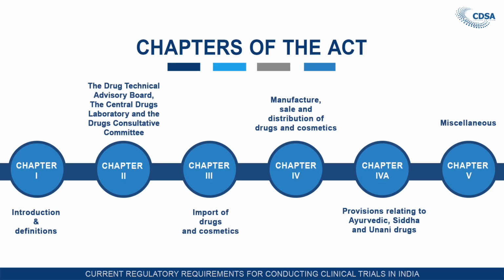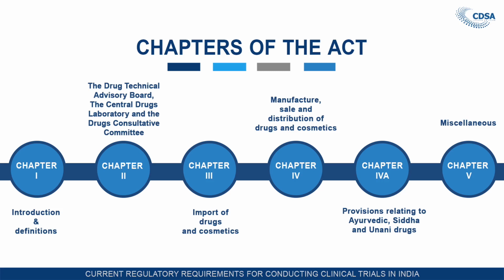Chapter 4A is related to the traditional system of medicine, Ayurvedic, Siddha and Unani drugs. So the manufacturing, sale and distribution, how it has to be regulated, who has to manufacture, which schedule, which forms are required for the application, everything regarding the Ayurvedic, Siddha and Unani system has been given in this chapter 4A.